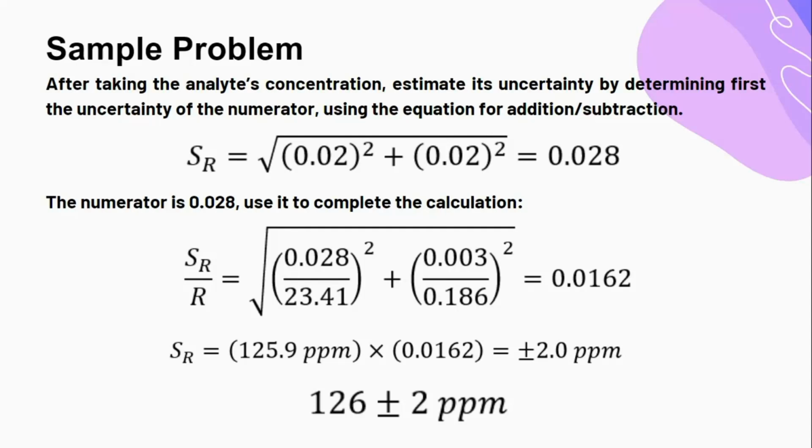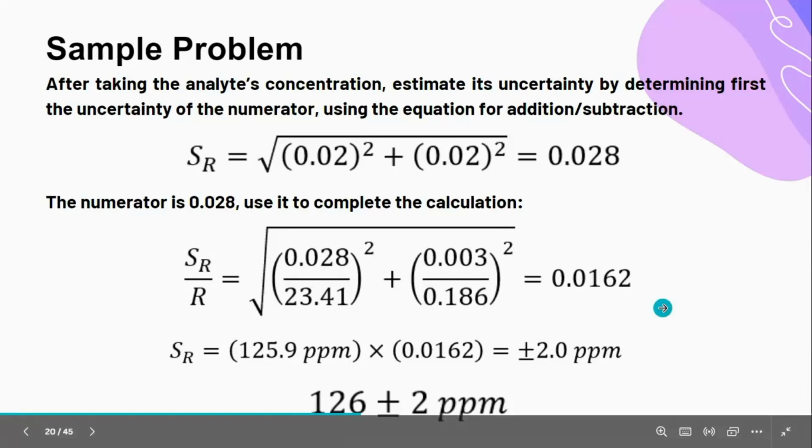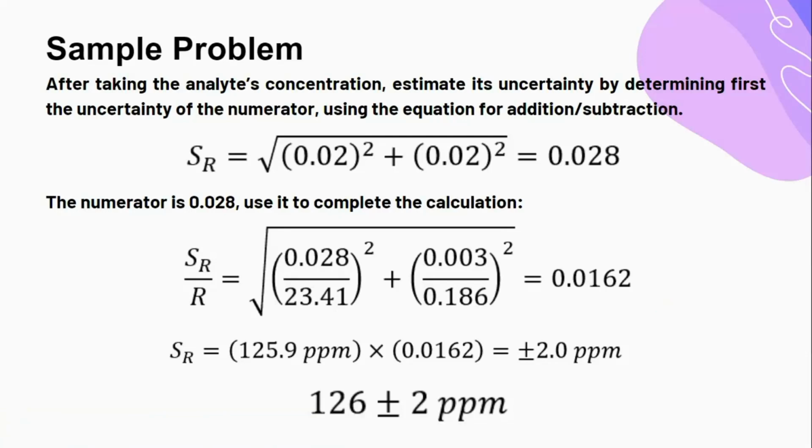So now that we have calculated the relative uncertainty, we will use this to calculate the absolute uncertainty. So S sub r is equal to 125.9 parts per million times 0.0162. Calculating this, we will have an absolute uncertainty of ±2.0 parts per million. Therefore, the analyte's concentration is equal to 126 with a margin of error of 2 parts per million.